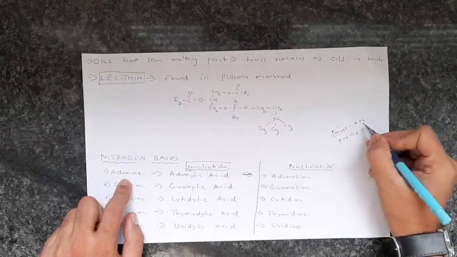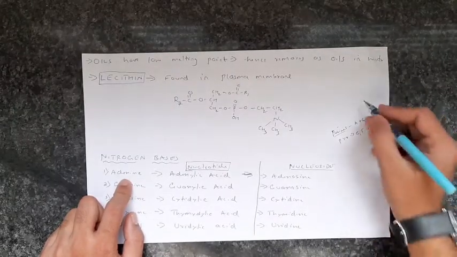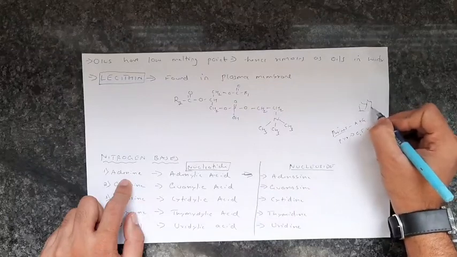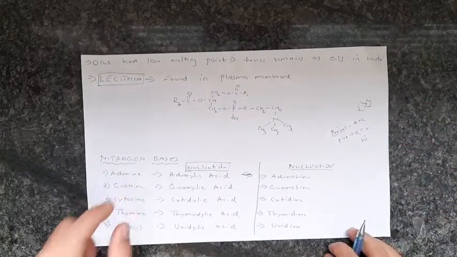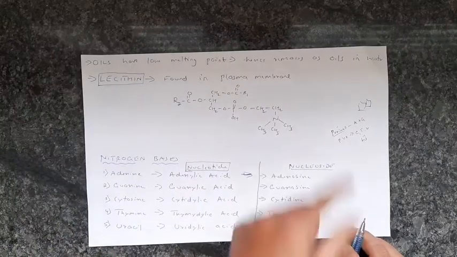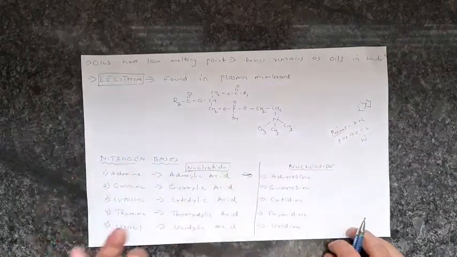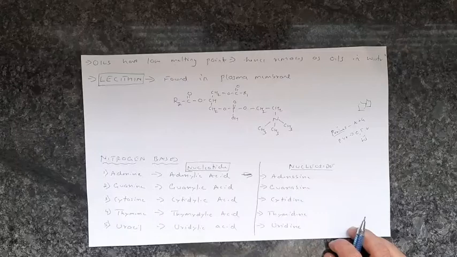Correct. So adenine and guanine are heterocyclic. What is heterocyclic? They have two rings, whereas pyrimidine has only one ring. Got it? So that's very important. You should be able to identify that. If a heterocyclic ring is given and it is asked what the structure is, adenine or guanine, cytosine, thymine, you should be able to identify it.